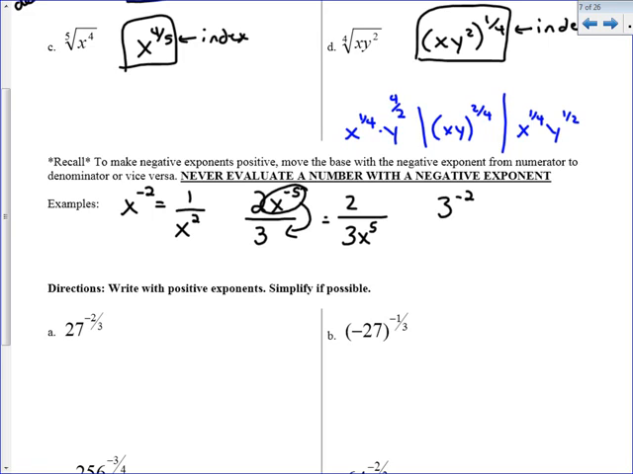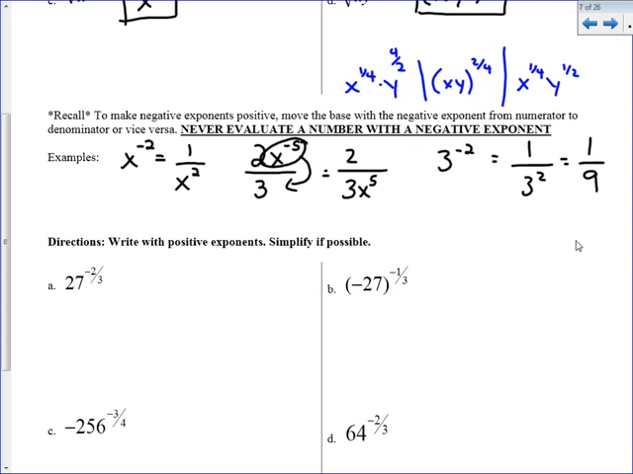So if I have 3 to the negative 2, how do I make that positive? Just do 1 over 3 to the positive 2. I moved it to the denominator. And then I evaluate the exponent. So we're looking at 1/9. If you put 3 to the negative 2 in your calculator, you're going to get a decimal. It's the decimal value of 1/9. You always make that positive first, and then you evaluate it.